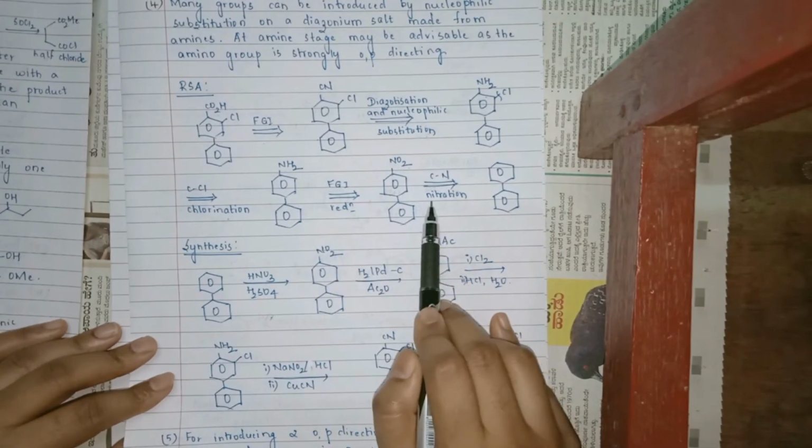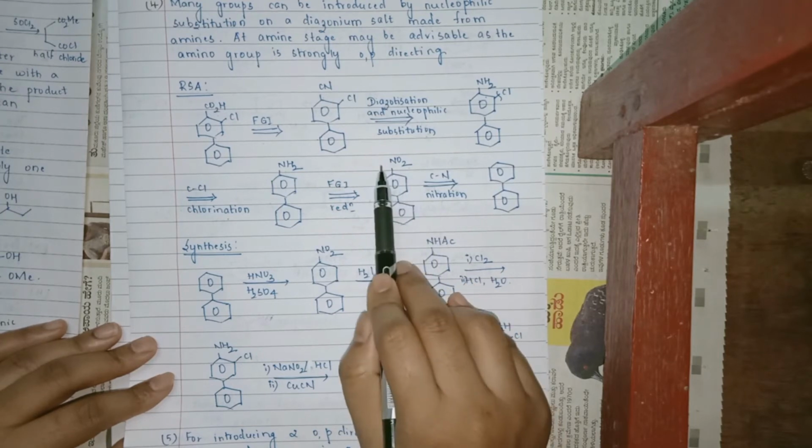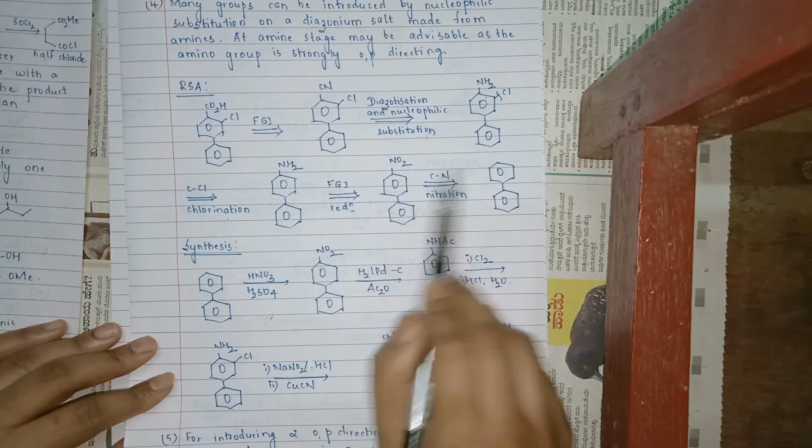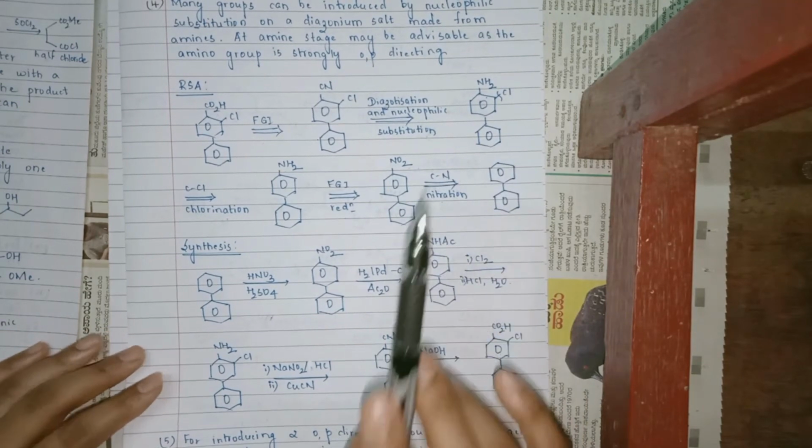Again, I can do a CN nitration. The nitro group can be easily introduced by the nitration system, so this NO2 also can be disconnected. Lastly, I will be getting this biphenyl system.